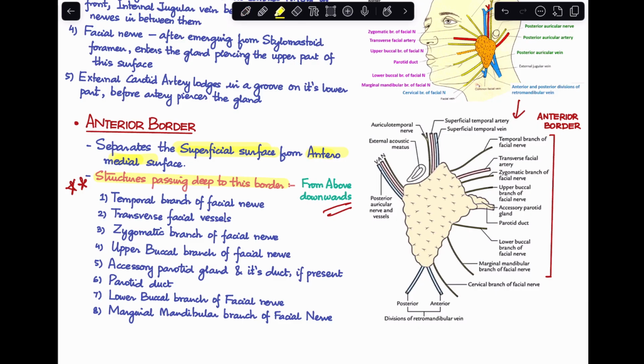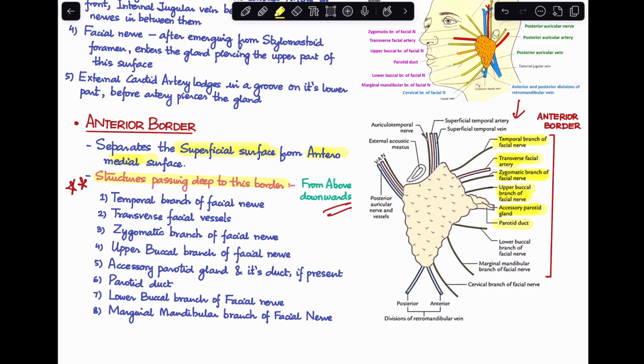The first structure passing is the temporal branch of the facial nerve. Then we have the transverse facial vessels, which is artery as well as vein. Next, we have the zygomatic branch of facial nerve. Next is the upper buccal branch of the facial nerve. Next, if we have an accessory parotid gland and duct, that is what passes over here. So this is where we see the accessory parotid gland. Next, we have the parotid duct. The other name of parotid duct is also Stenson's duct.